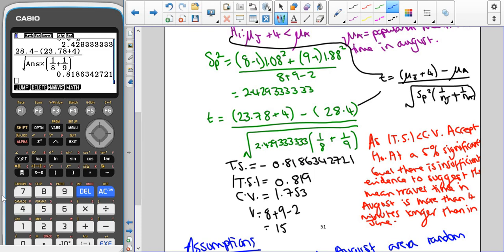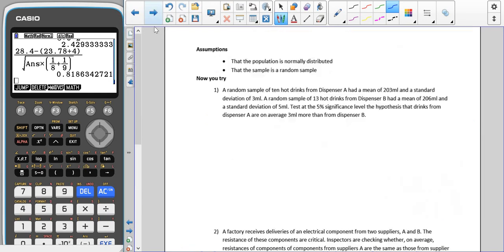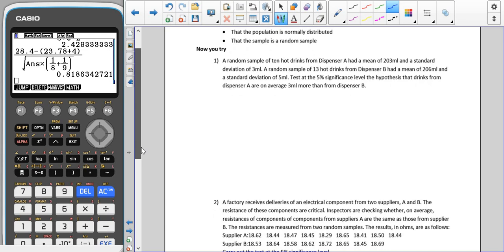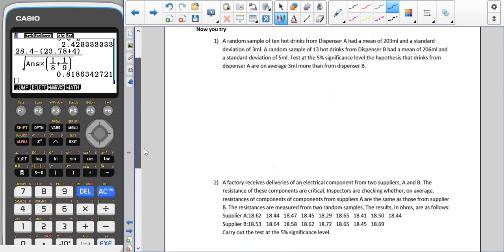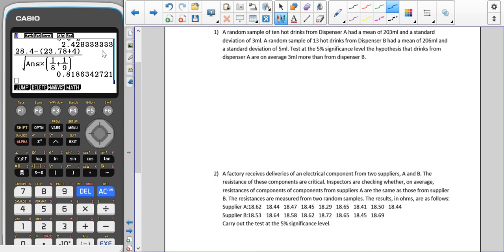So that's why I like to make it so that I'm ending up with something that's bigger than 0. So as I said, the assumptions are that the population is normally distributed and that the sample is a random sample. So make sure, if it doesn't state this in the question, that you are writing it down as assumptions to make sure that the test was definitely valid to use. So I'd like you to pause the video now and give these 2 Now You Try questions a go.